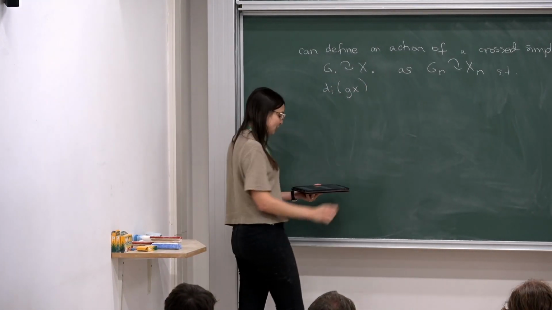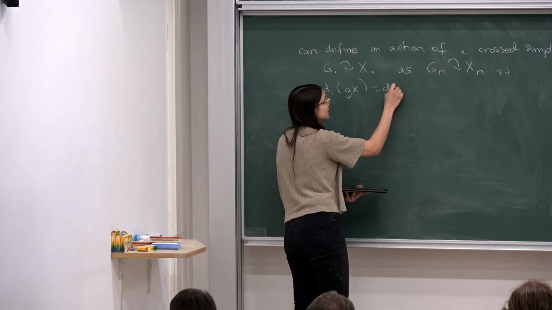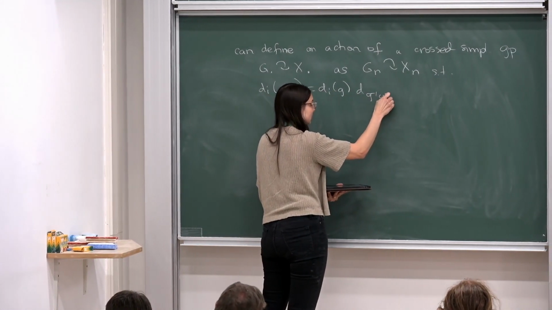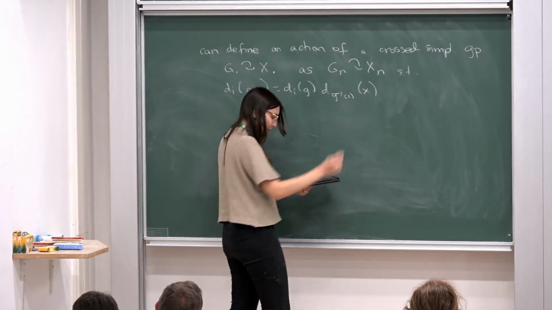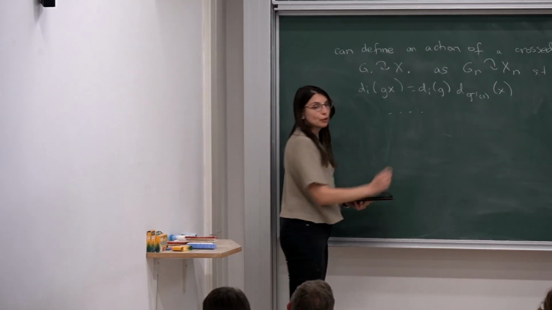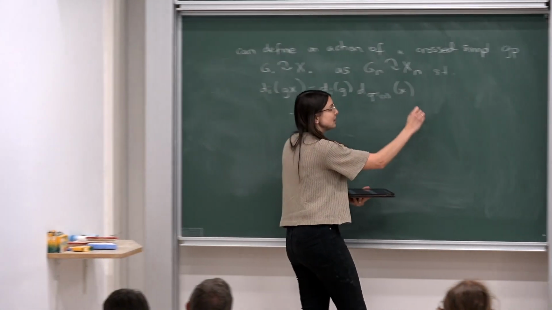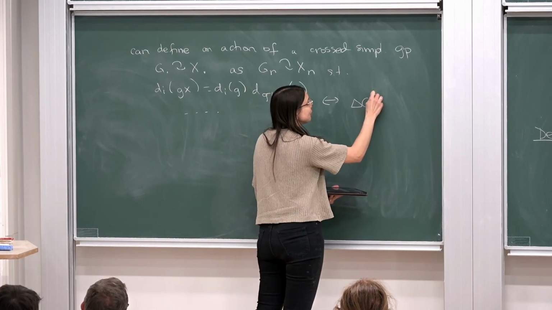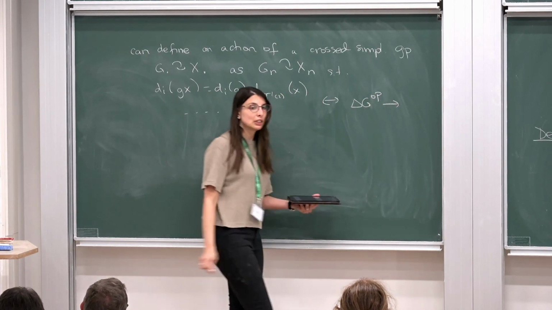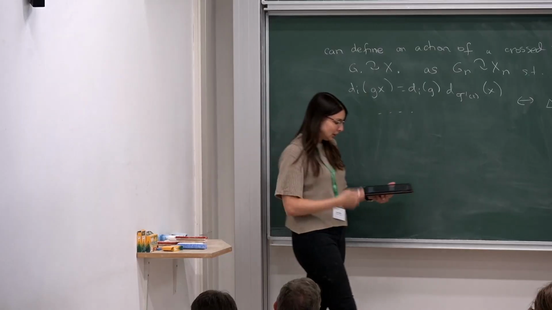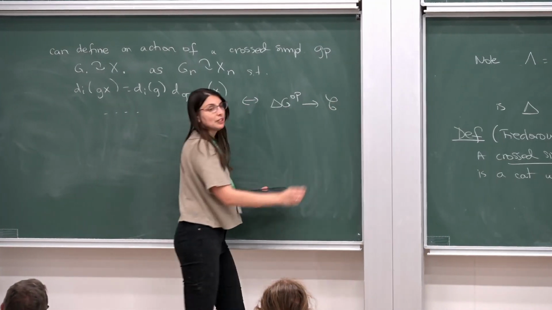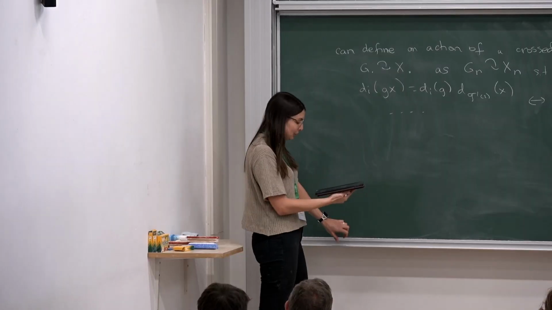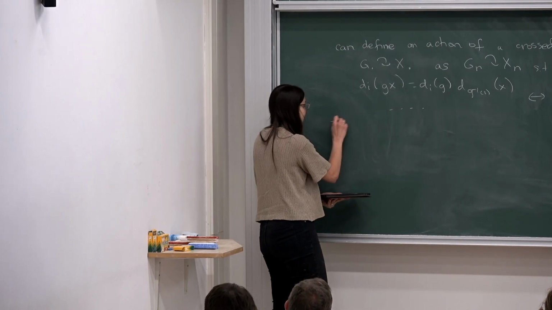So d_i(g x) is d_i(g) times d_{g^{-1}(i)} of x. And another one for degeneracies. And this is exactly the data. So I'm just translating the data of what it means to have a functor from Delta G up into some category C. Maybe Set or Top for now. And we'll want it to be spectra later.